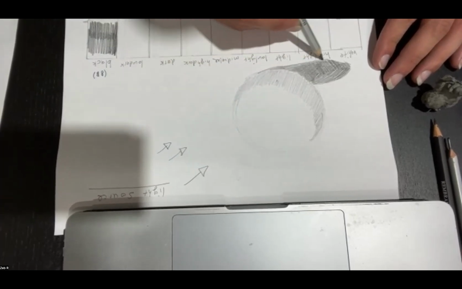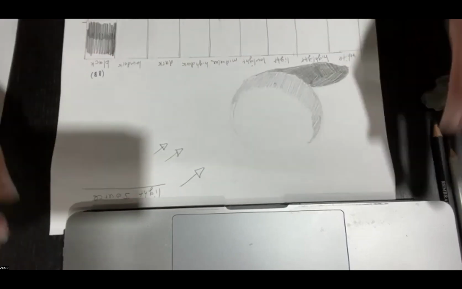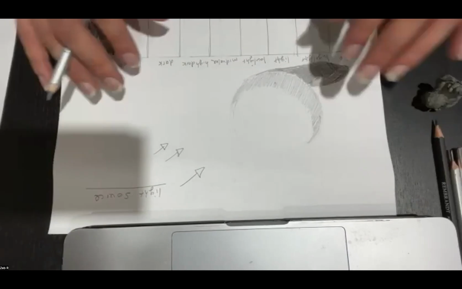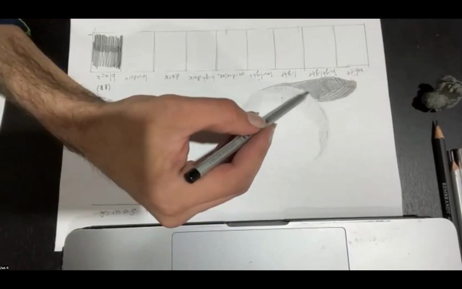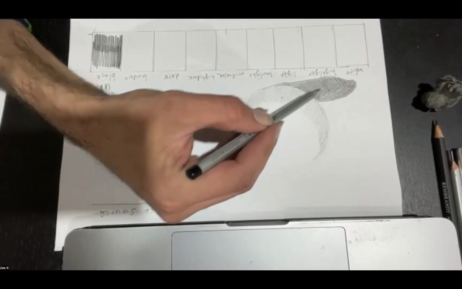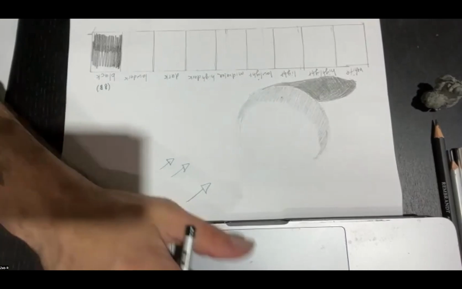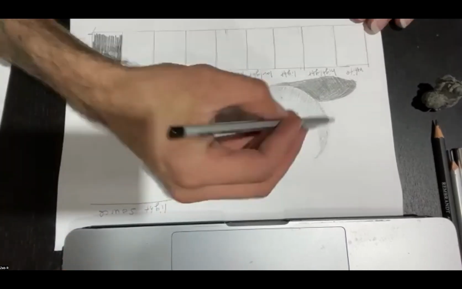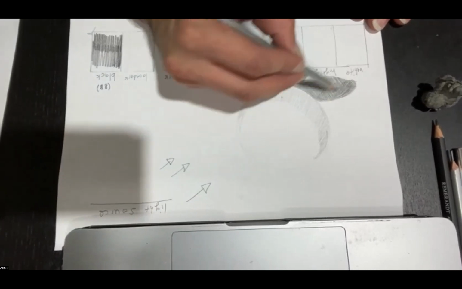Do you see the clear contrast between the... Yes, it's showing up very well. Good. You can see that my cast shadow is a dark area. So we could even label it. We could even label cast shadow here.